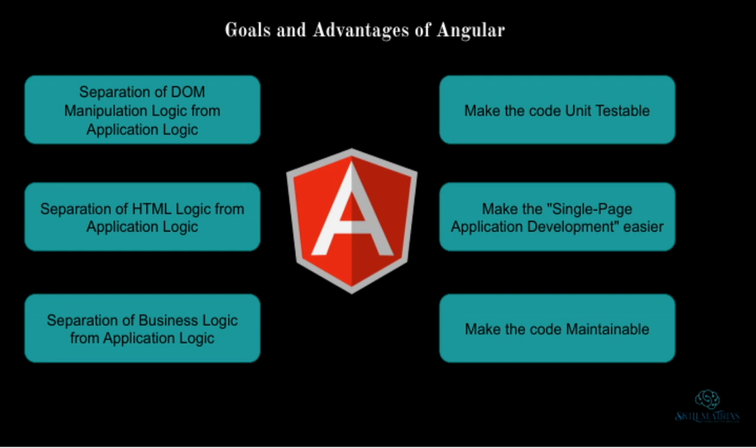We want to separate business logic from application logic, so core calculations or data handling are not tangled with UI code. Similarly, separating HTML logic from application logic allows us to keep our templates simple and focused on presentation, without mixing in complex code. And finally, separating DOM manipulation logic from application logic means that our code is cleaner and more predictable. Instead of directly changing the DOM everywhere, Angular handles updates efficiently, which improves performance and makes our code more maintainable.